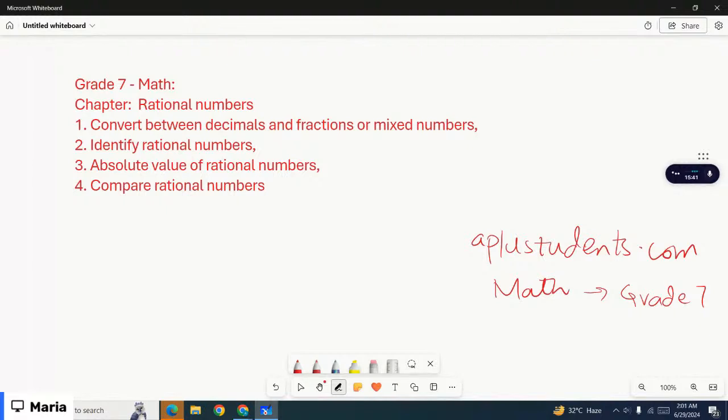There you can find a list of the chapters. We're going to start with the chapter rational numbers. The lessons we're going to cover today are convert between decimals and fractions or mixed numbers, identify rational numbers, absolute values of rational numbers, compare rational numbers. So please make sure you have your notebook and pencil so that you can note down the important examples and definitions as well, right?